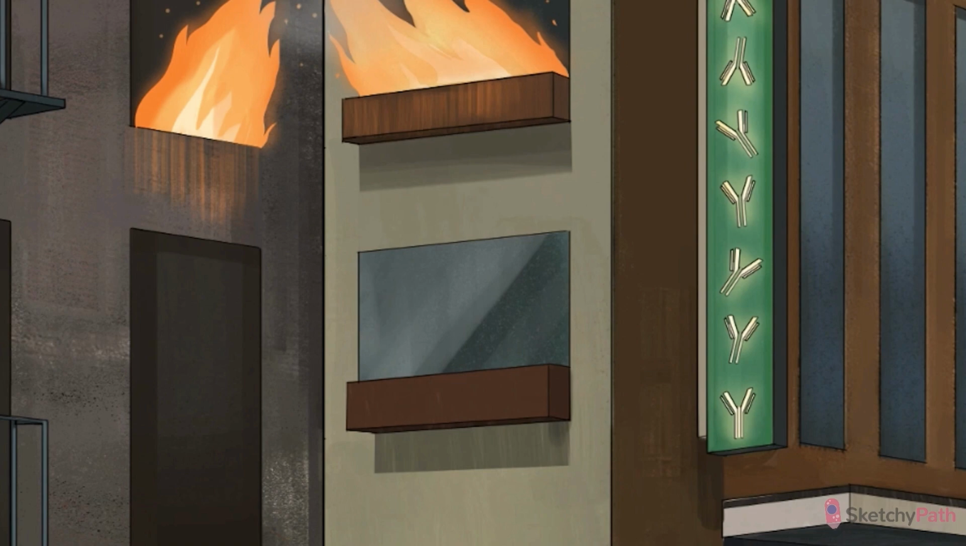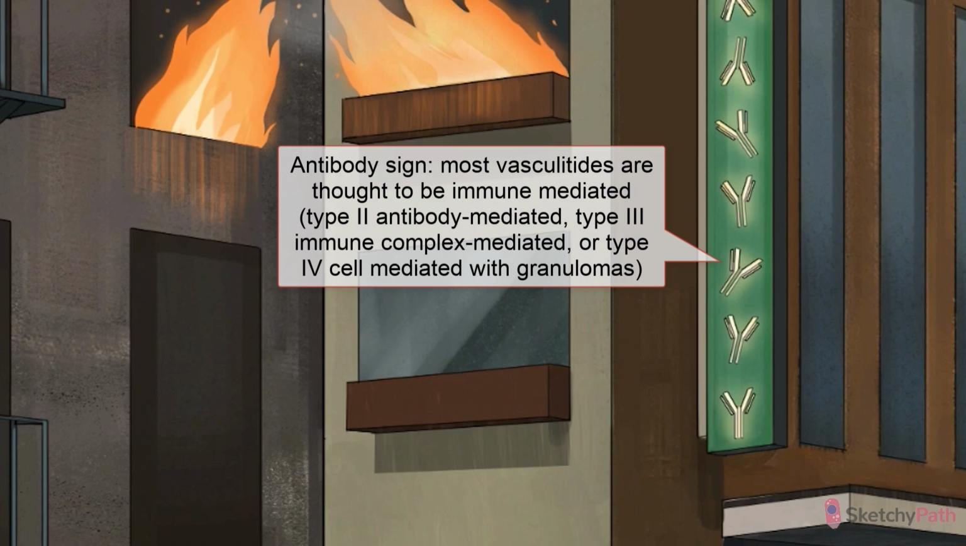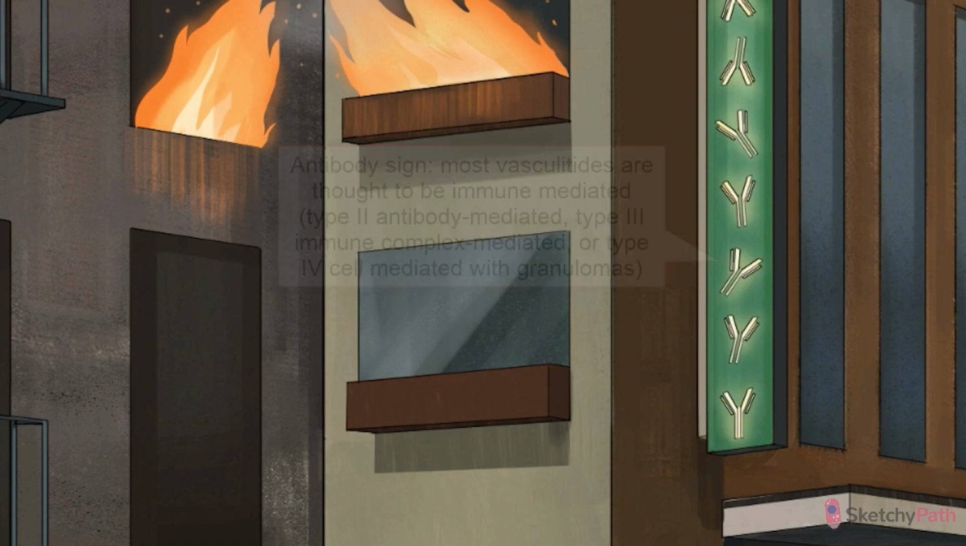And this is an itis after all. So we're going to be turning up the heat. Most vasculitides are thought to be immune-mediated. So we've sketched in a few immunoglobulins on the sign in the top of the scene. The exact etiology, however, is generally only known in a very small minority of cases.